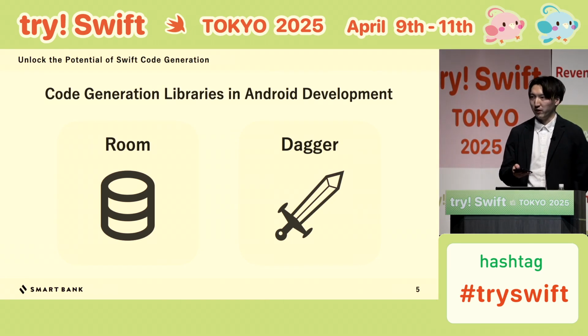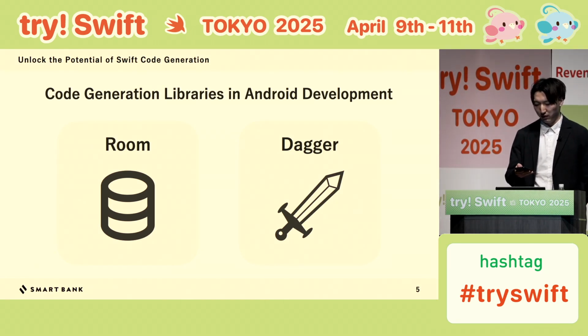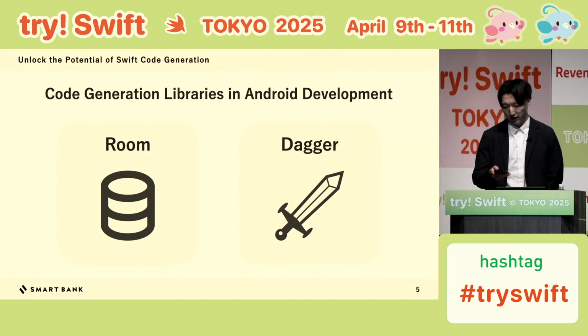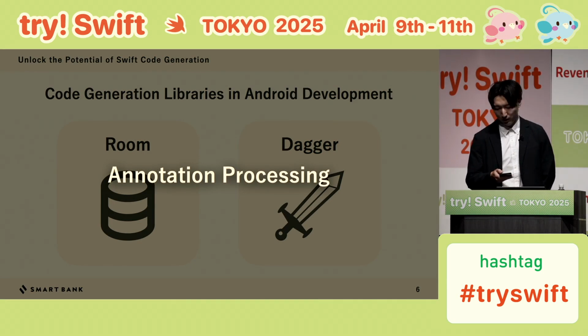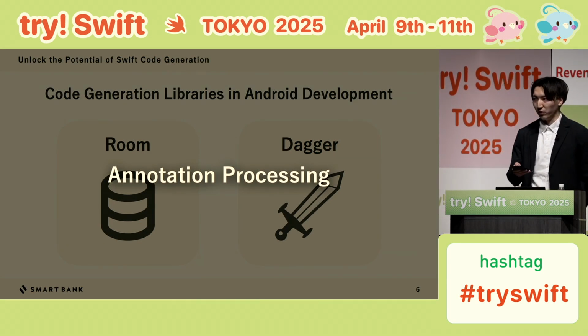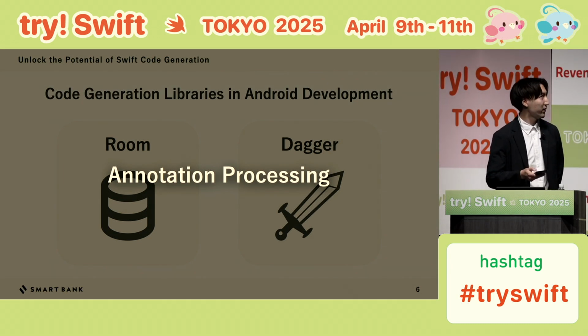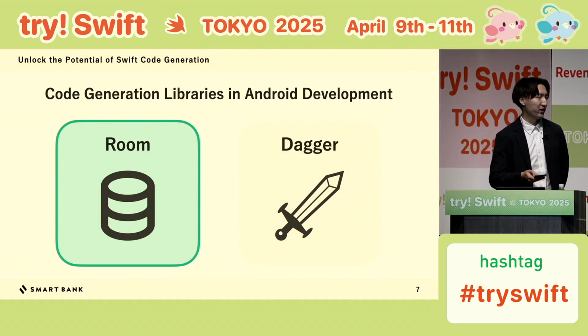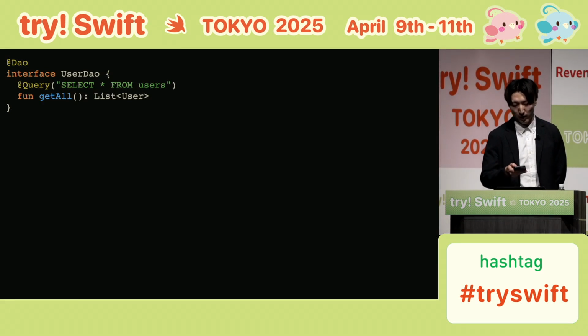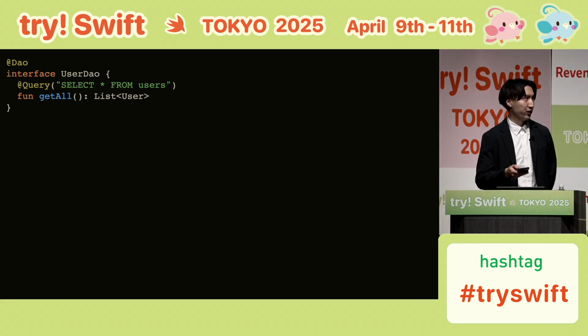In Android app development, we are going to look at two libraries that make extensive use of code generation. Both utilize annotation processing to generate code at compile time. Let's start with Room, a library that provides an abstraction layer over SQLite. In Room, you can define a data access object like this.